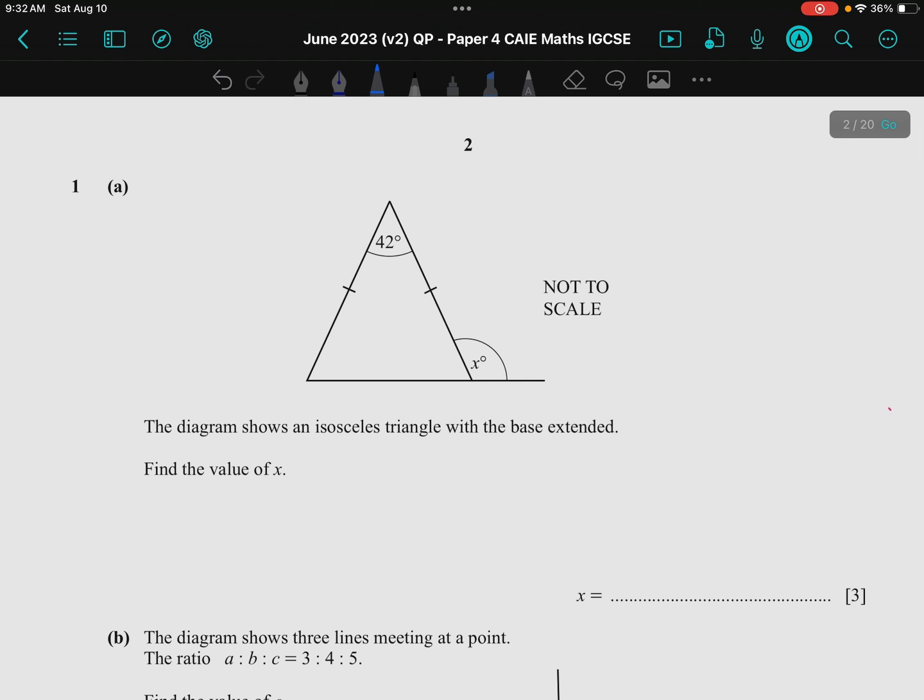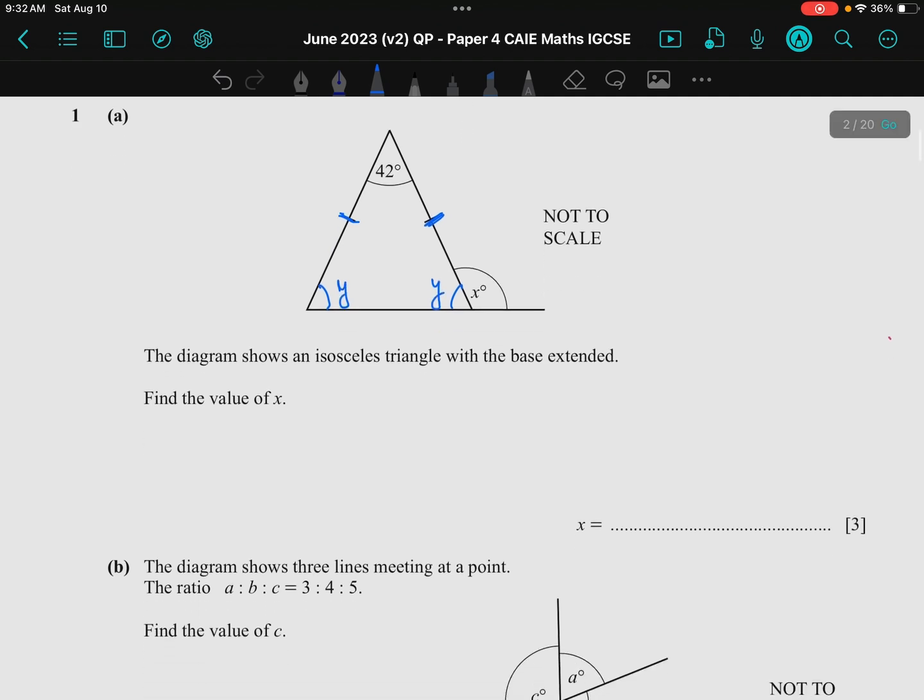The diagram shows an isosceles triangle with the base extended. Find the value of x. Since this triangle is isosceles, these two sides are given equal. That means this angle and this angle both are equal. Let's say it is y. So I can write sum of angles of a triangle is equal to 180 degrees.